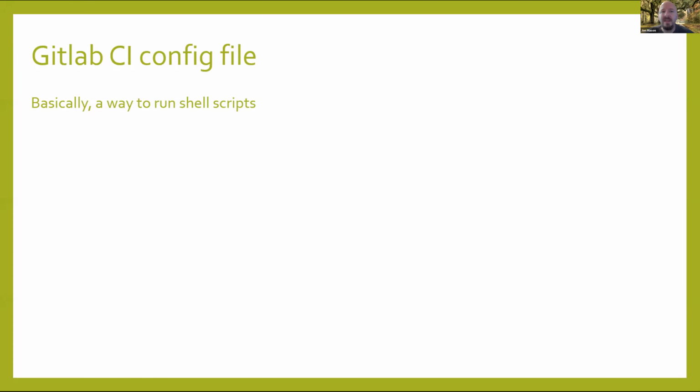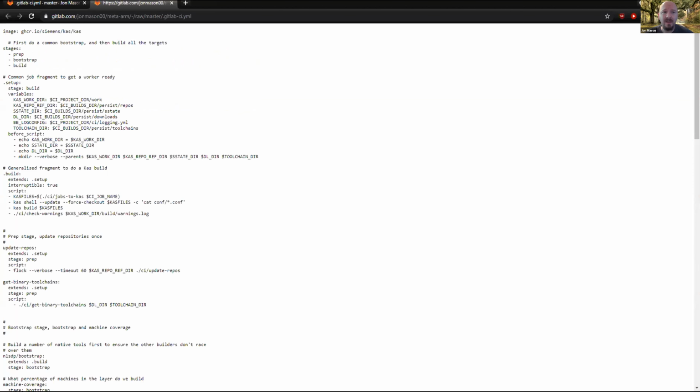So what is the GitLab config file? It's basically a way to run shell scripts. If you actually look at it, it's a YAML file that's running shell scripts. I'm pointing here, it's running mkdir, just like you would in a shell. It's running cat, just like you would in a normal shell. This CI job's script is literally a shell script.